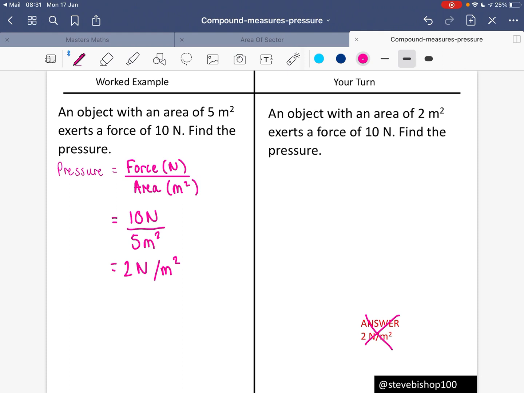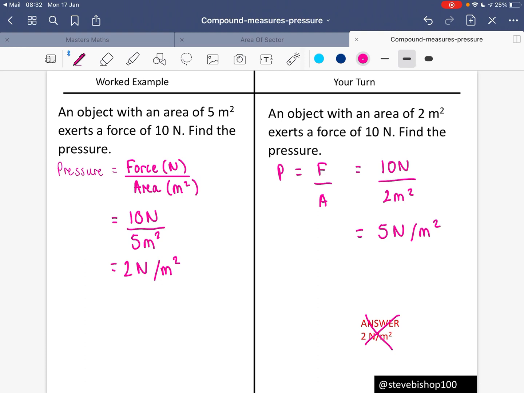Now, again, you could be asked to work out different parts of the formula. You could be asked to work out the force, or to calculate the area, but that just means we have to rearrange the formula into a different form. You have to change the subject of it first. This second one, I was going to get you to do yourself, but the answer's wrong. An object with an area of 2 meters squared exerts a force of 10 newtons. Find the pressure. Pressure is equal to force divided by area again, which is 10 newtons divided by 2 meters squared, which is 5 newtons per meter squared. That's all you have to do, just divide the two values you've been given.